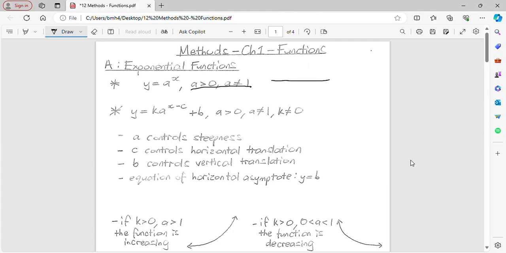And that graph looks like this. So if this is y and this is x, and all of the graphs have the y-intercept of 1, because no matter what a is, when x is 0, when we're finding the y-intercept, any value of a to the power of 0 is always going to be 1. So that's what this one looks like.